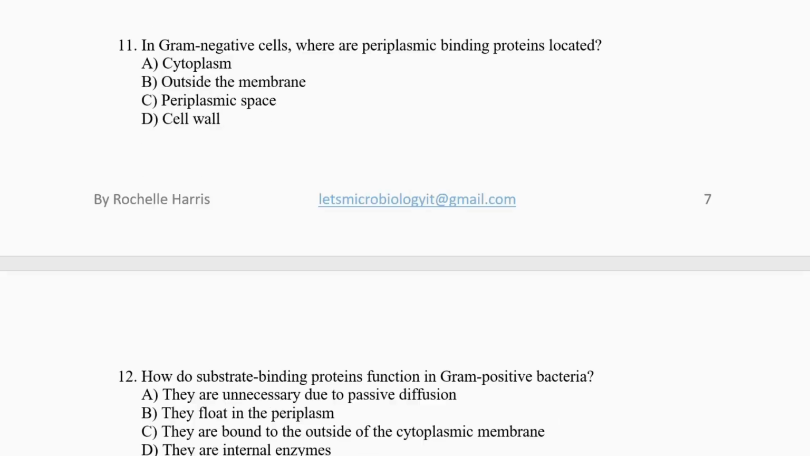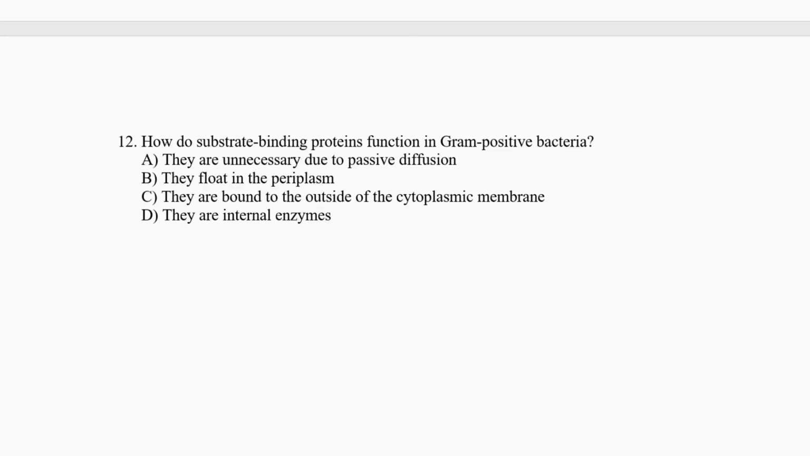12. How do substrate binding proteins function in gram-positive bacteria?